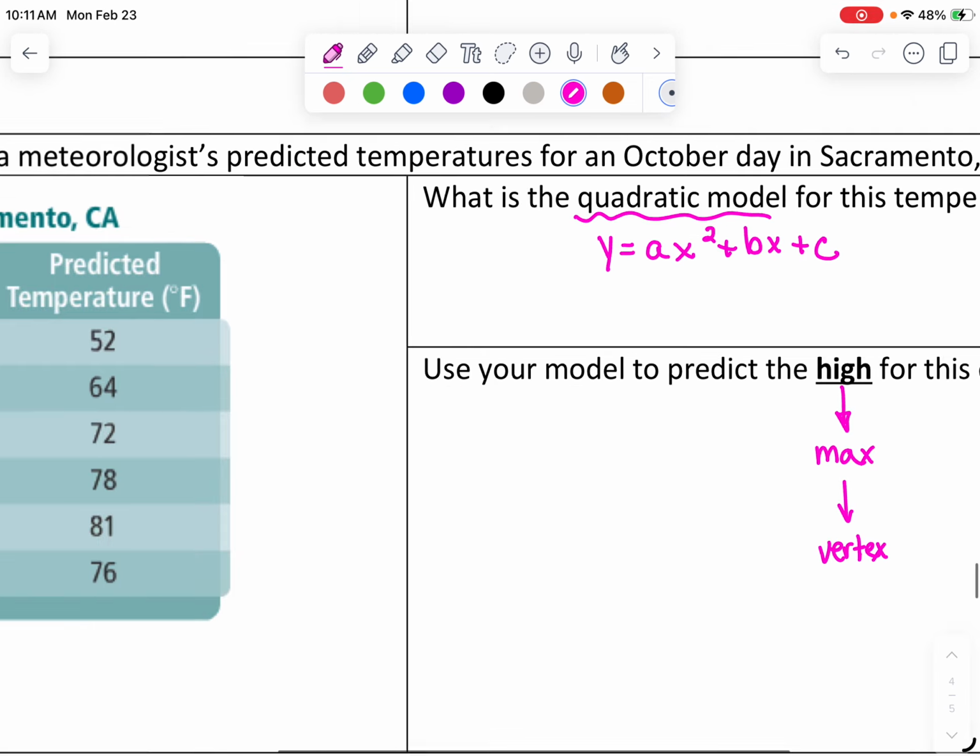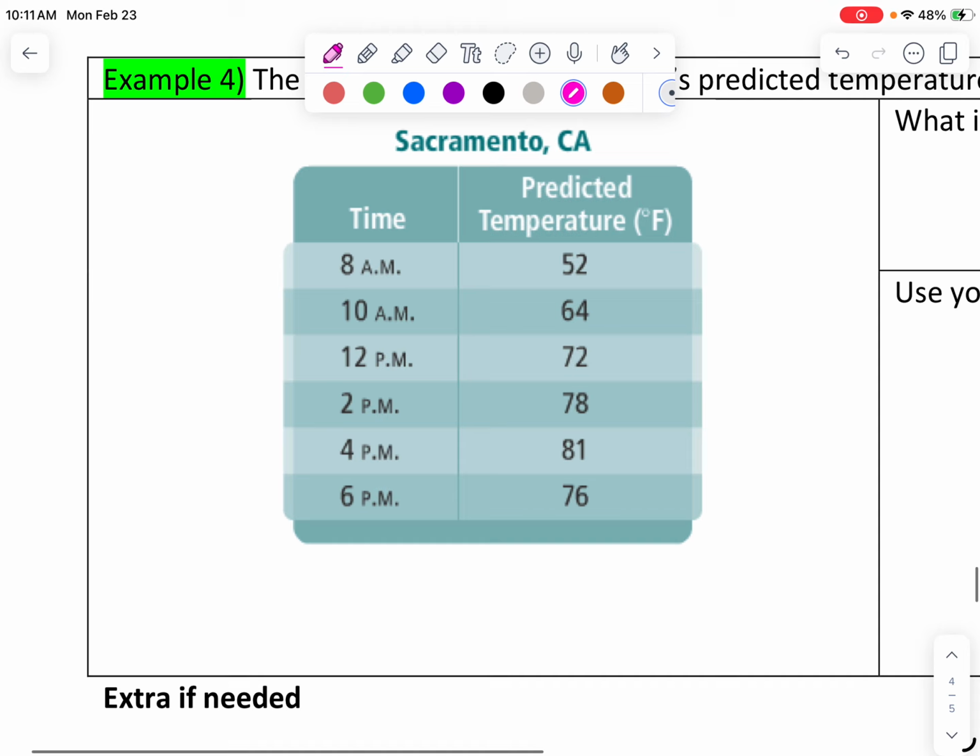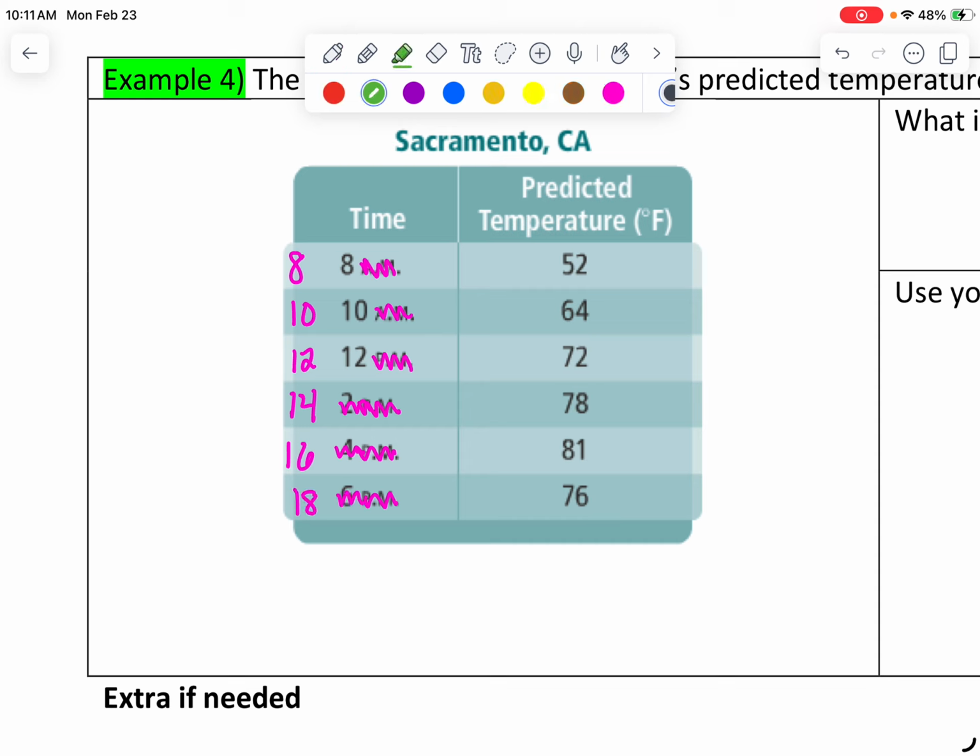Let's take a look at our information. We're going to change all of these hours. Instead of being AM versus PM, they're all just going to be hours after midnight, okay? So 8 AM is 8, 10 AM is 10, 12 PM is 12. Now here's where it gets kind of weird. It's like military time. 2 PM is 14 hours after midnight. 4 PM is 16 hours after midnight. And 6 PM is 18 hours after midnight. So the points that I'm going to put into the calculator are these X values and these Y values.